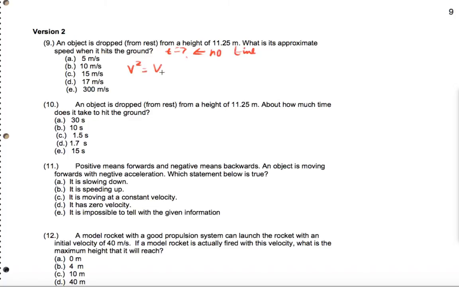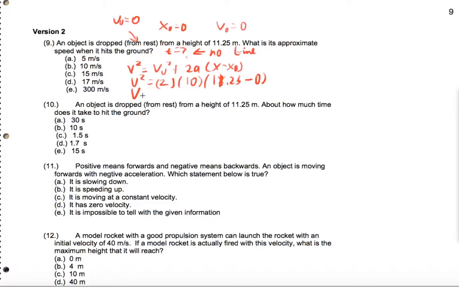So I'll use v squared equals v naught squared plus 2 times a times x minus x naught. We assume that the initial position is 0 and that we know the initial velocity is 0 since it's dropped from rest. So we're going to get v squared equals 2 g, the acceleration, times x minus x naught, which is 11.25 minus 0. And so when we actually solve for v, the number that we're going to get is equal to 15 meters per second.